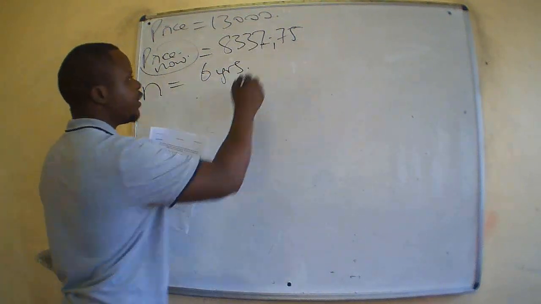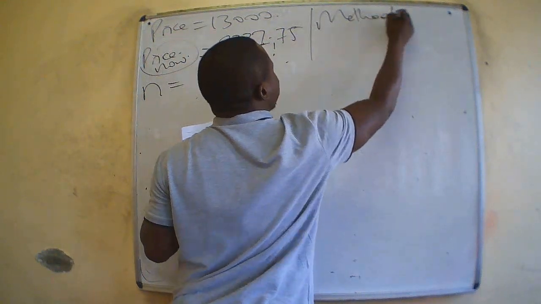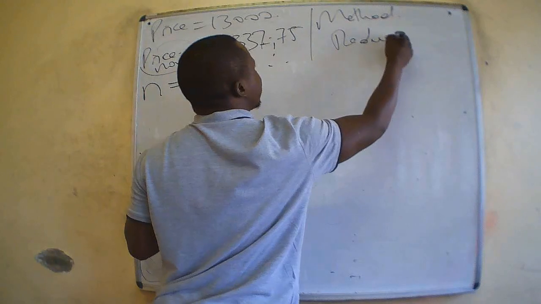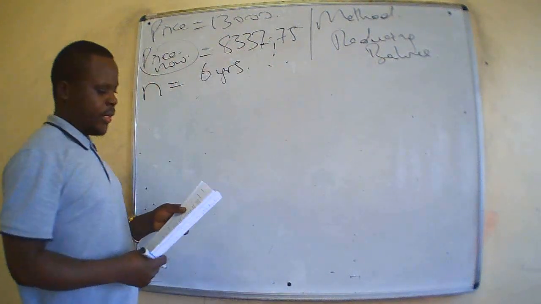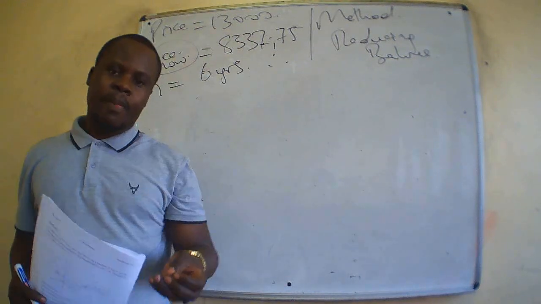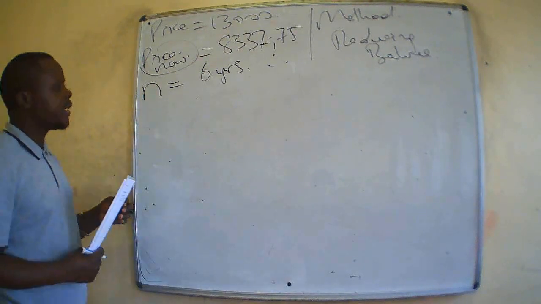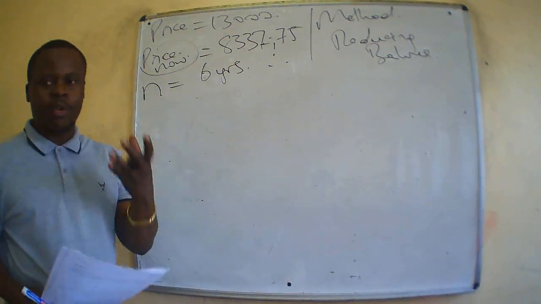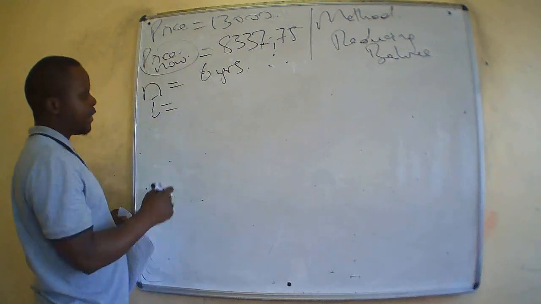The method of depreciation was the reducing balance method. So, what is the question? Our question in this case is that we need to calculate the annual rate of depreciation, which is our I, the rate of depreciation.